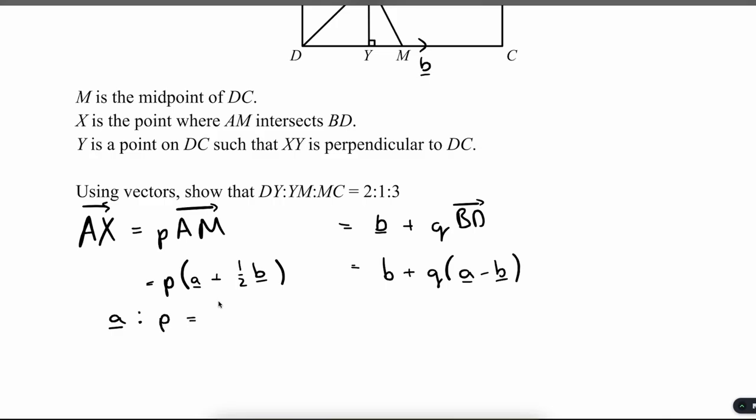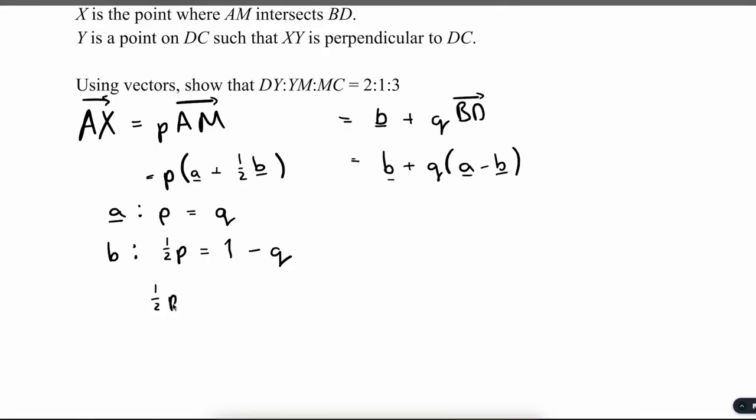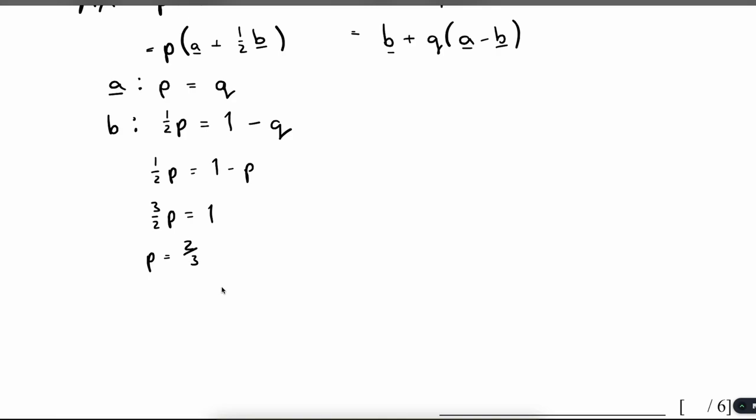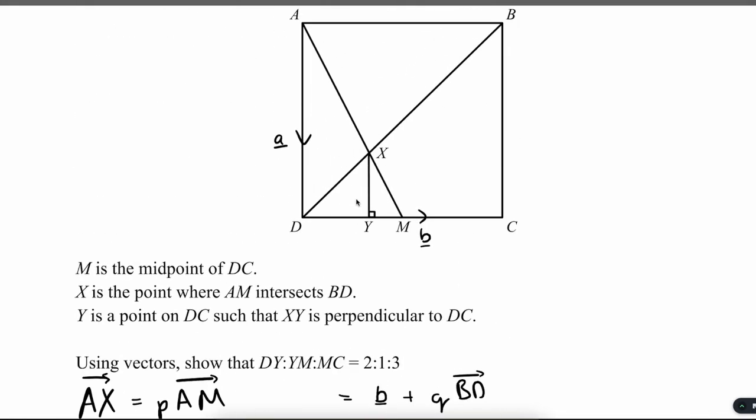So p is equal to, we've just got qa here, so p is equal to q. And then for the b's, we've got half p is equal to 1 minus q. Okay, so that means a half p is equal to 1 minus p. So that means 3 over 2 p is equal to 1. So that means p is equal to 2 over 3. And that means that q, because q is equal to p, is also equal to 2 over 3. Okay, so now we know where X is.